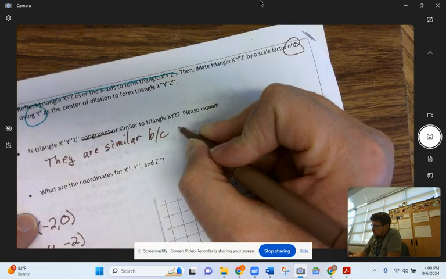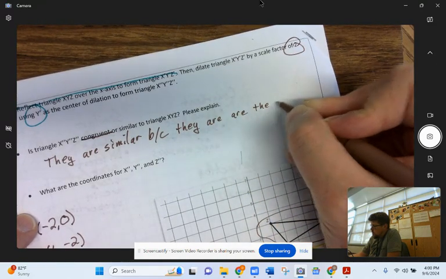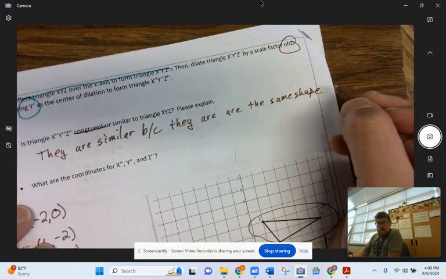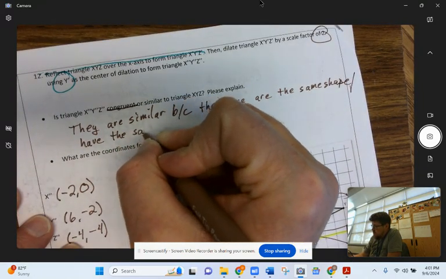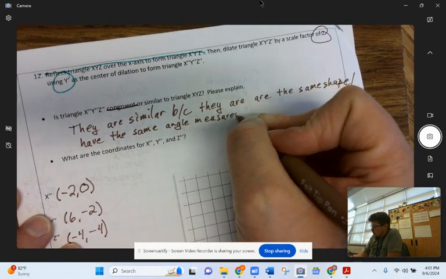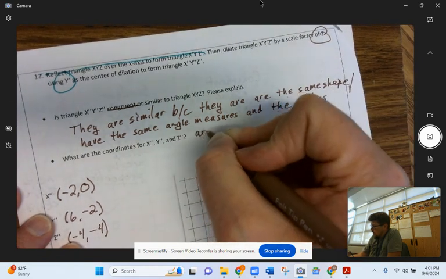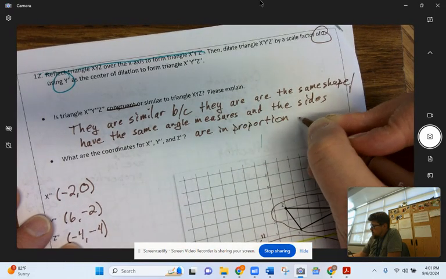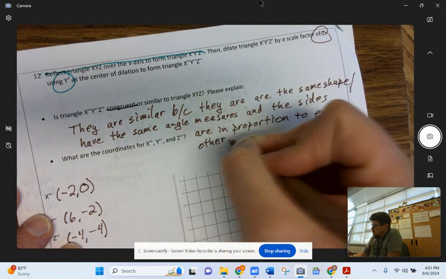because they are the same shape, slash have the same angle measures, and the sides are in proportion to each other. We're multiplying by that same scale factor of 2, so they are in proportion to each other. So that's what makes them proportionate.